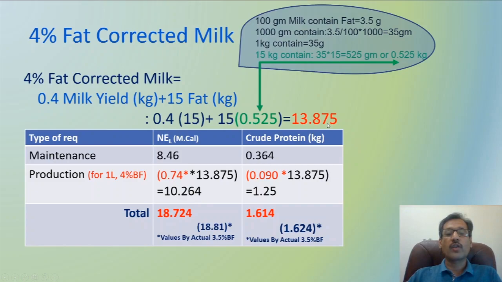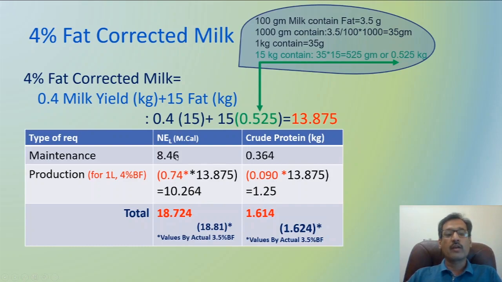So this is the quantity of milk. Now this quantity of milk should be multiplied with the value of energy required for 1 liter of milk production with 4% butter fat, that is 0.74. So 0.74 into the quantity of milk. Do not write 15 because we have converted milk to 4%. Now the quantity of milk is 13.875. Then this 13.87 is multiplied with 90 gram of protein, and we get a value of 1.25.